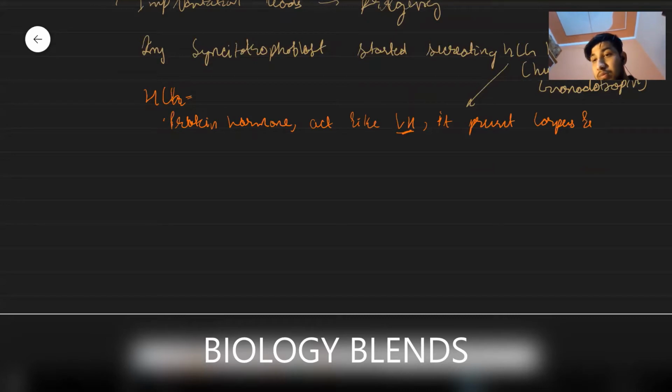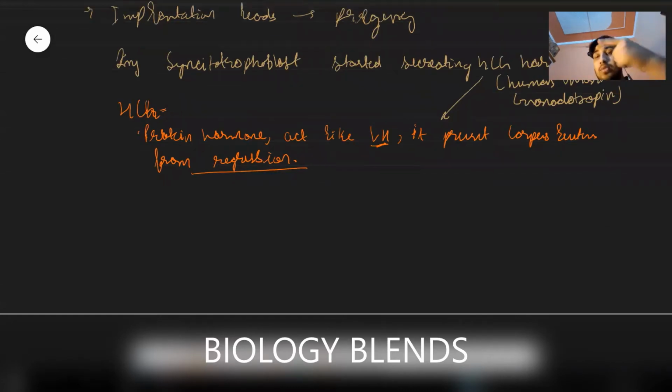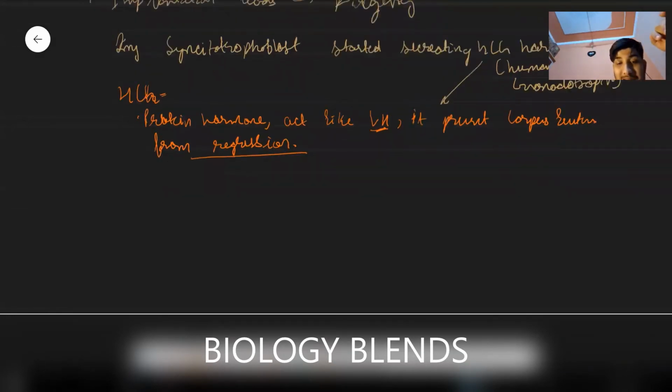It acts like LH, luteinizing hormone, whose function is to prevent the corpus luteum from regression. And as you know, the corpus luteum secretes progesterone, which is important for maintenance of the pregnancy. So hCG hormone is secreted and it prevents the corpus luteum from degenerating.